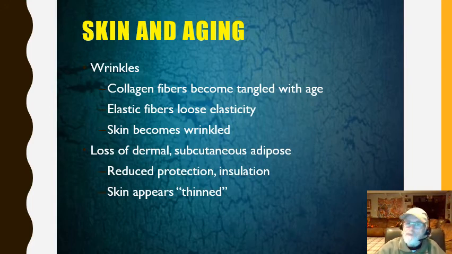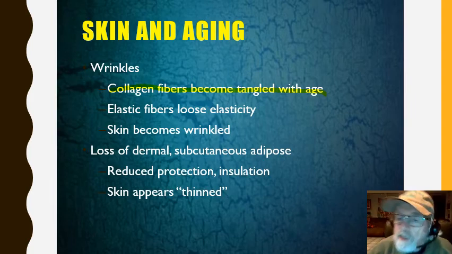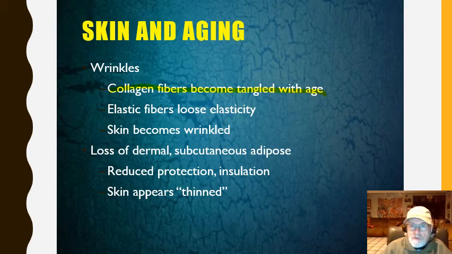Anyway, a couple of the things I want to just mention about skin and aging, wrinkles. What happens? We find that collagen fibers become tangled with age. Okay, I'll show you. Here's some collagen fibers. They get tangled with age. Also, elastic fibers lose their elasticity. So that's why you get all those saggy areas. They're not nearly as elastic.